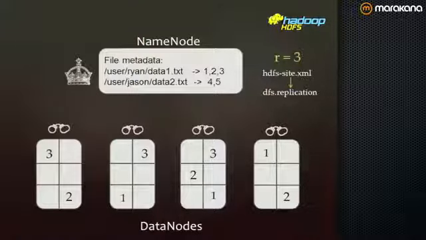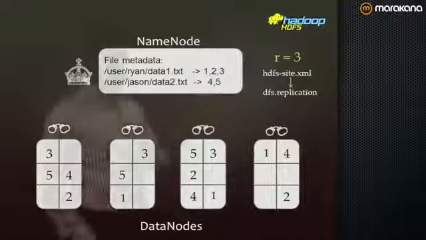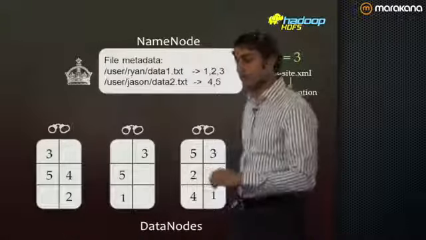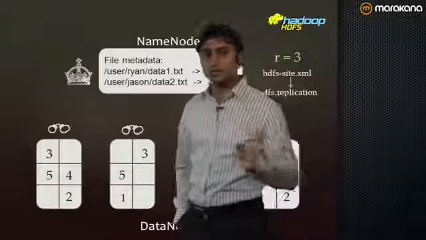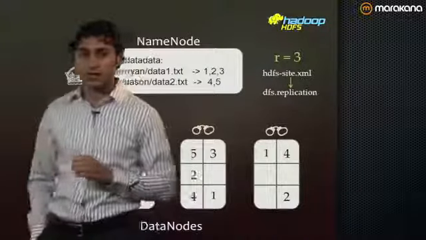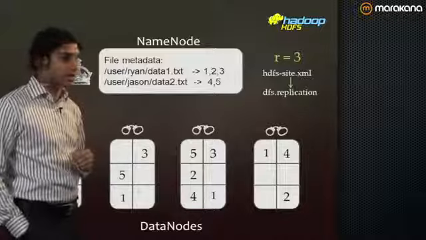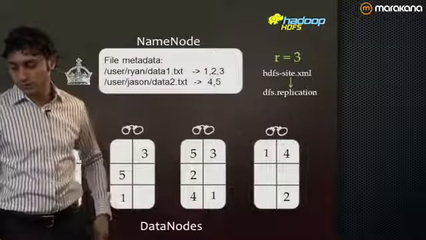All right, so that's the first file. And here's the second file, data2.txt. You can see how, once again, with the second file, we're taking the 2 blocks, block 4 and 5, and replicating it 3 times and then scattering it across the data nodes. Now, there is some intelligence to how the file system actually stores the blocks across the different data nodes. So we'll talk about that in one of the future slides.